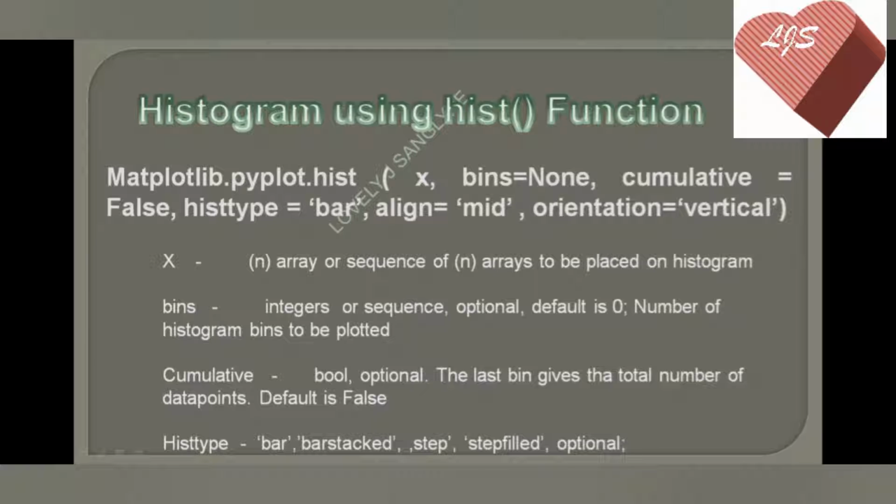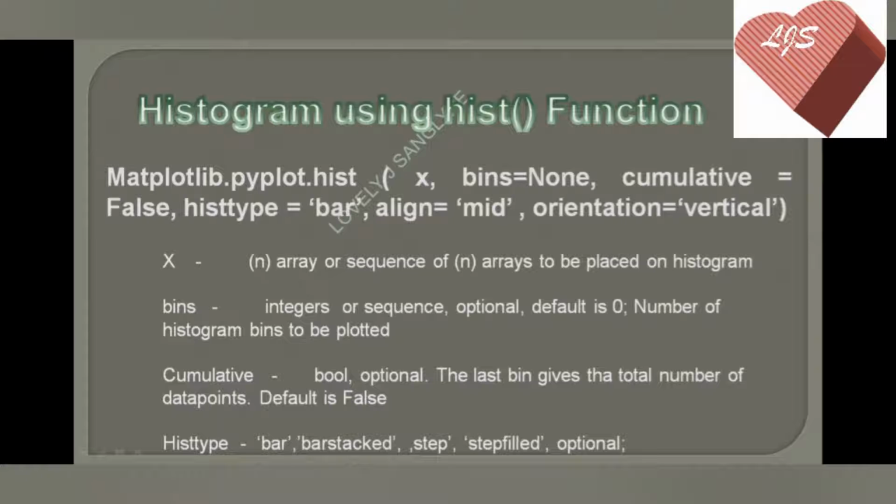Cumulative is of Boolean type and it is optional. If true, then a histogram is computed where each bin gives the counts in that bin plus all the bins for smaller values. The last bin gives the total number of data points and the default is false.